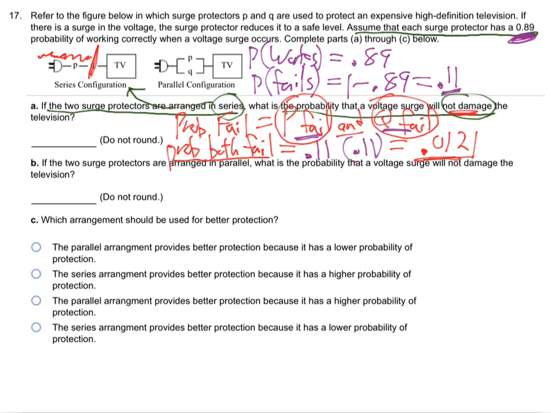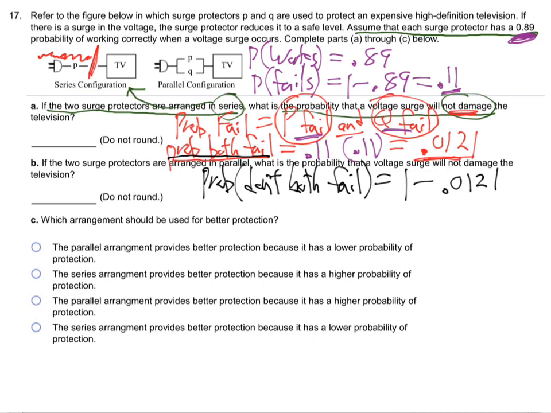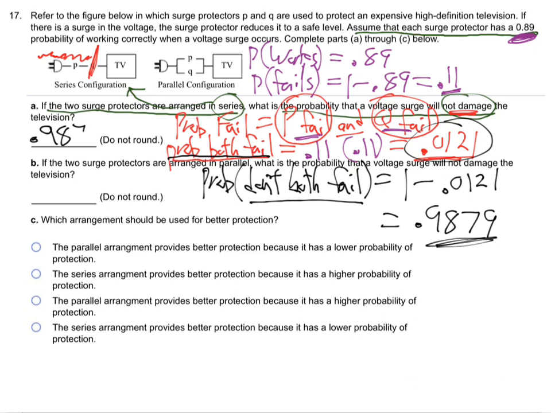We would say the probability that they don't both fail. That's the opposite of the probability they both fail. So it's 1 minus. Remember, opposite is always 1 minus. So that would be 0.9879. That's the probability that they don't both fail, because it's the opposite of the chance they both fail. It's 1 minus it. So the answer to that part is 0.9879.